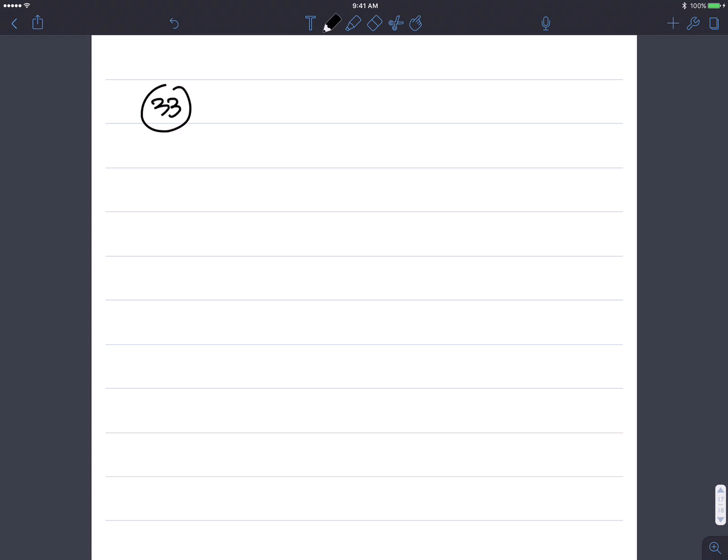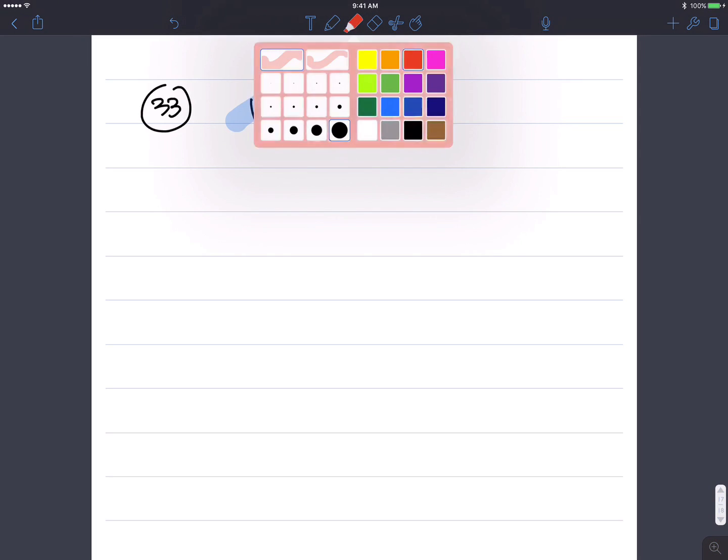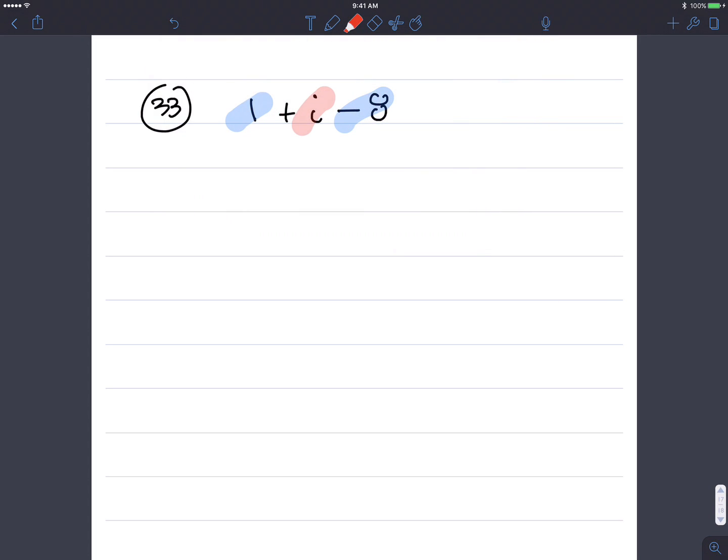Number 33. 1 plus i minus 8. We're going to combine like terms. The only terms that are like here are going to be the 1 and the negative 8. The i is another term. Think of it as an apple if you want. Anyway, 1 minus 8 is negative 7 plus i, and we're done. We cannot combine these two terms. They're not like. They're not the same.